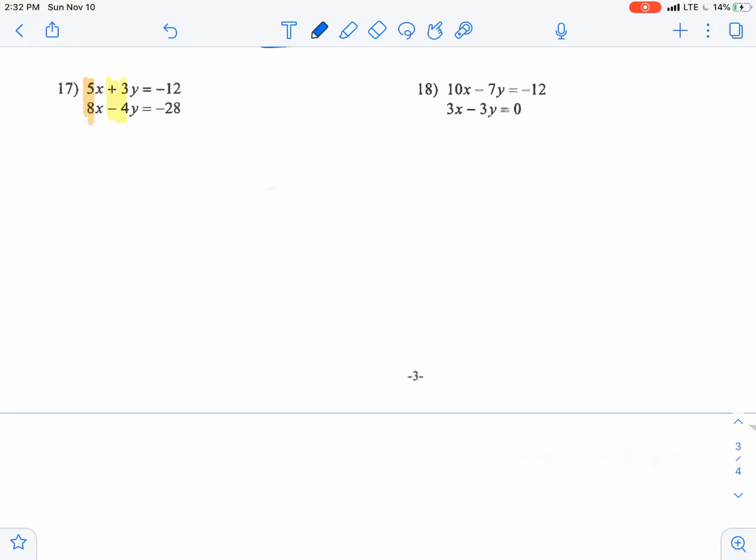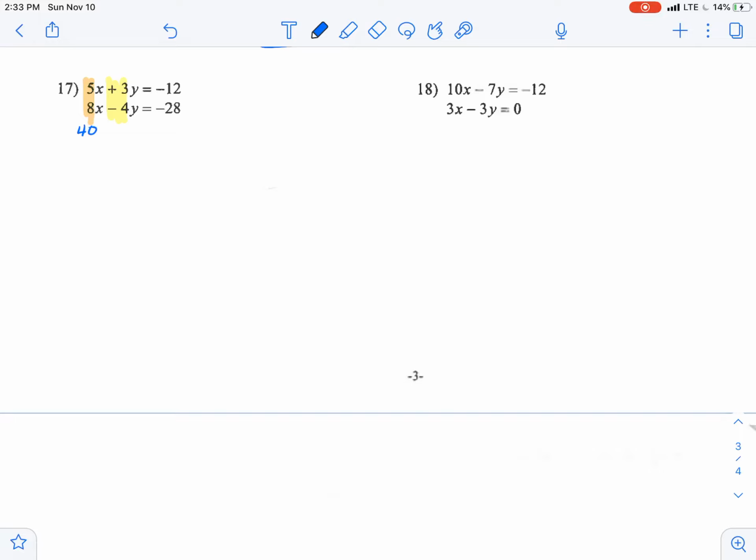So again, basically what we're talking about is like a least common denominator. I want to know what number 5 and 8 will both go into, not what will go into them. So in this case, they'll both go into 40. And to do that, I would have to multiply the top by 8 and the bottom by 5.